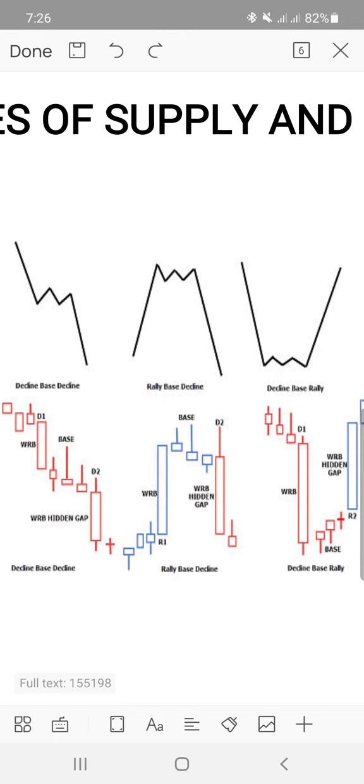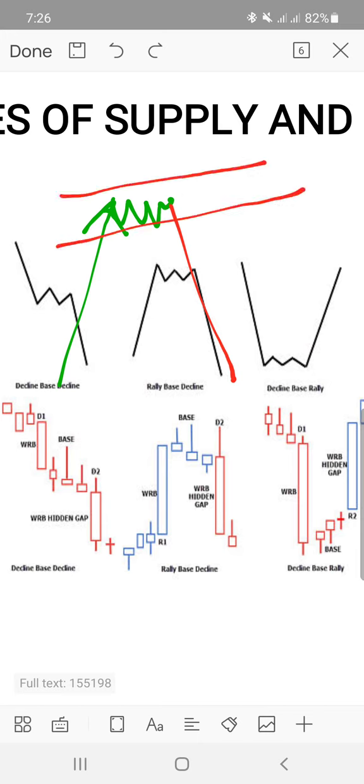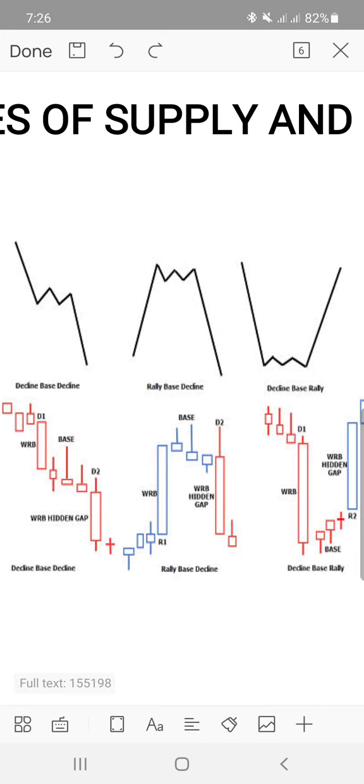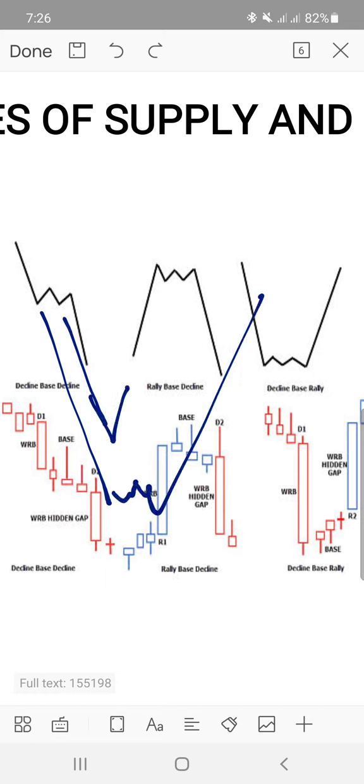Then we have rally-base-drop. Rally-base-drop simply means that the market buys, then it ranges for some time, then it sells. So we mark out this place as our base, right? Then the last one is we have our drop-base-rally, meaning that the market sells, right? Then it ranges for some time, then it buys again.